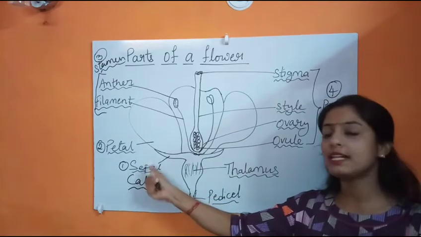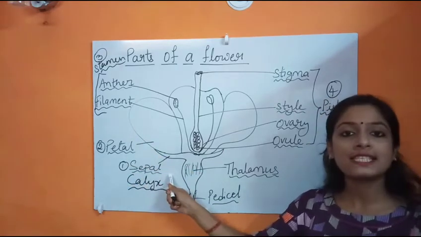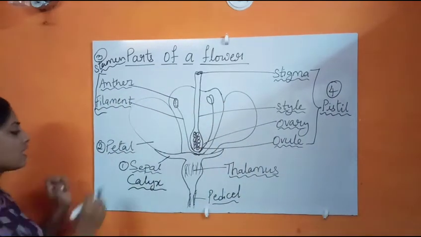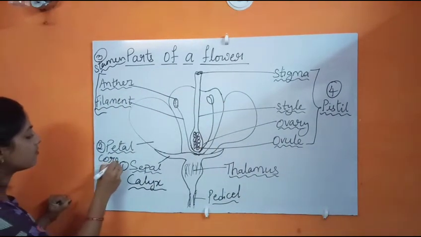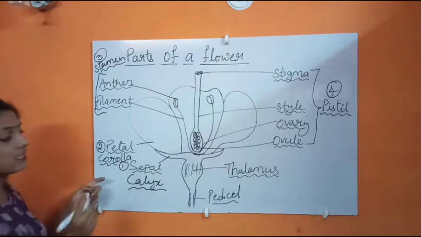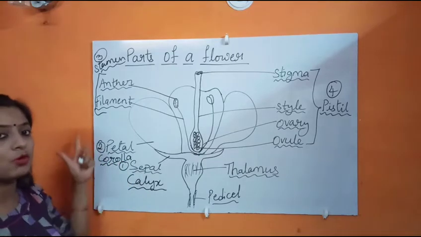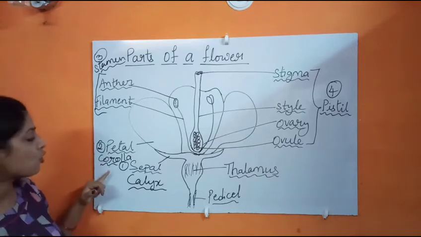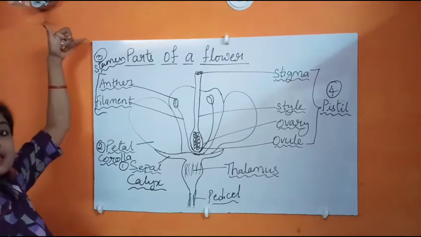First one is sepal. Sepal is also called as calyx. Petals which are colorful petals are called as corolla. Petals are called as corolla. My board is very short, I'm sorry for that. Petals called as corolla.